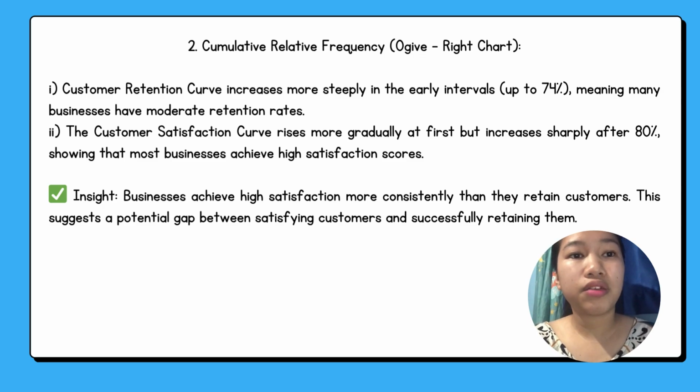Next, let's look at the cumulative relative frequency chart, or ogive. The customer retention curve rises more rapidly in the lower ranges, especially up to the 74% mark. This indicates that many businesses are clustered at lower to mid-level retention rates. Meanwhile, the customer satisfaction curve rises more slowly at first, but then increases sharply after the 80% mark. This means that most businesses reach a higher level of satisfaction, but fewer achieve equally high retention. Businesses appear to satisfy customers successfully, but retaining them is a bigger challenge.